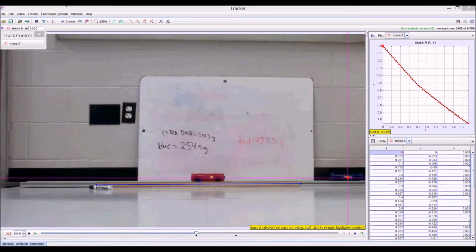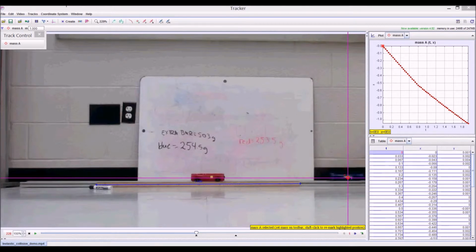Hello. In this lab, I tracked the motion of a 0.758 kilogram cart before and after it collided inelastically with another cart of mass 0.254 that is initially at rest. I observed the conservation of momentum in a perfectly inelastic collision. A perfectly inelastic collision, by definition, means that two objects collide and stick to each other. In such a collision, momentum is conserved.